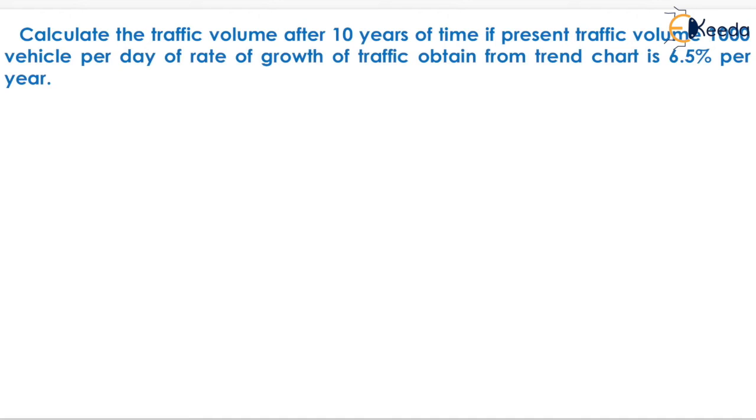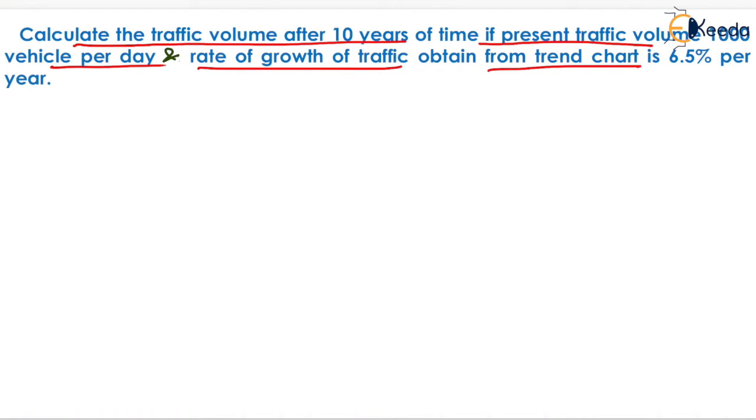Now one question is here: calculate the traffic volume after 10 years of time if the present traffic volume is 1000 vehicles per day and the rate of growth of traffic obtained from the trend chart is 6.5% per year. It means that we have to calculate the traffic volume after 10 years, that is the value of A. So it will be equal to P into (1 plus R by 100) to the power n.